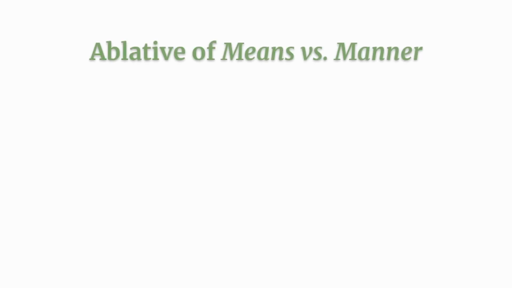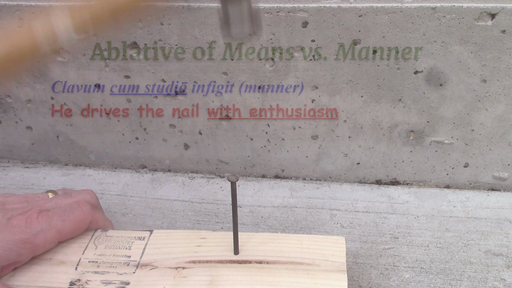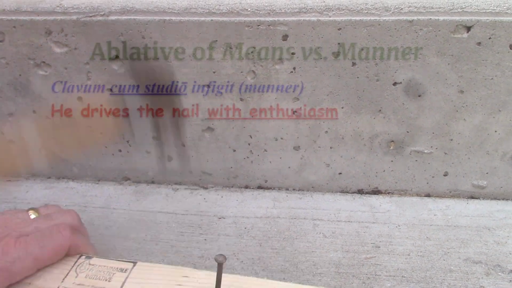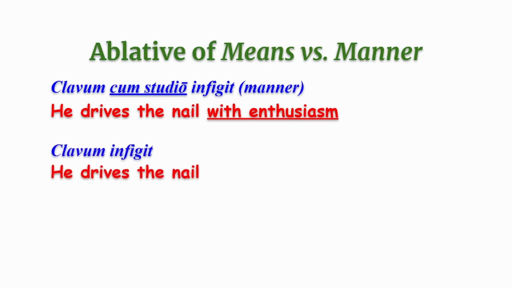Okay, so let's take a minute to look at the difference between ablative of manner and ablative of means. We can think of a man driving a nail. We can say he drives the nail with enthusiasm. Clavum cum studio infigit. Notice enthusiasm is simply descriptive. He can still drive the nail without it, although perhaps not as decisively. And that is clavum infigit. He drives the nail.